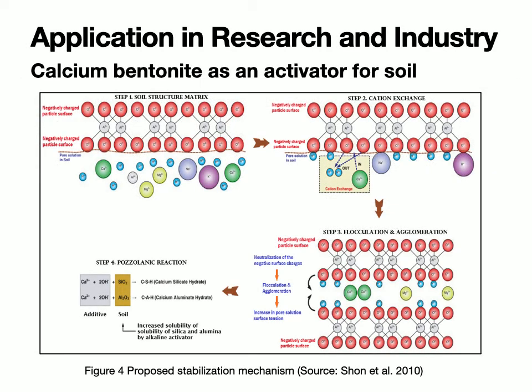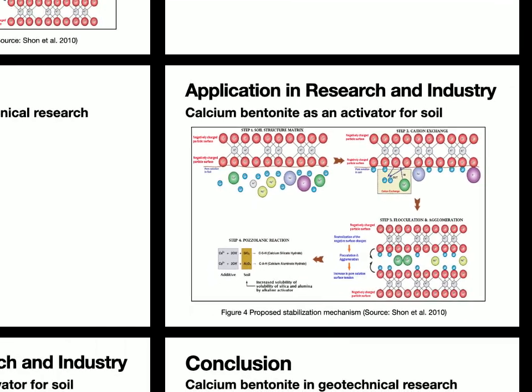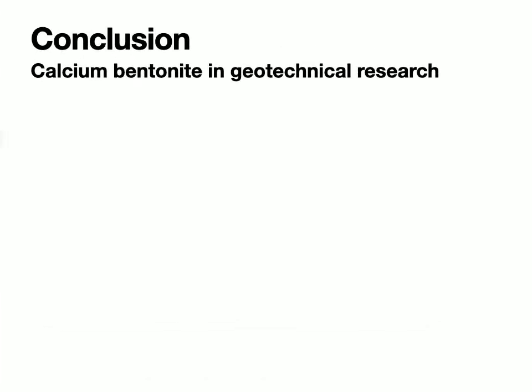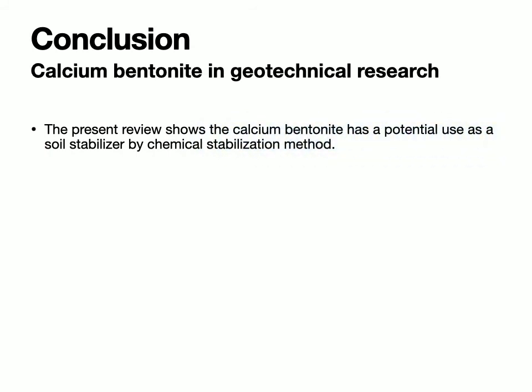And this is the application of calcium bentonite as an activator for soil. This is the proposed stabilization mechanism to generate calcium silicate hydrates, calcium aluminum silicate hydrates, or calcium aluminum hydrates. Or, if there is high magnesium activity, we can generate magnesium silicate hydrate stabilization reactions.